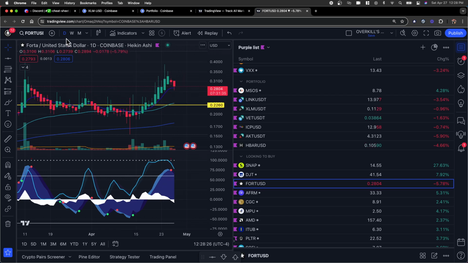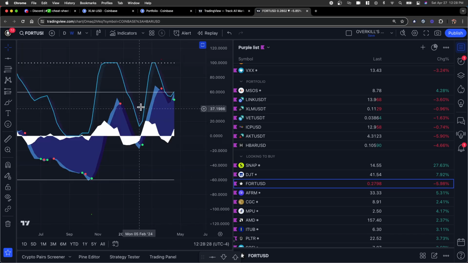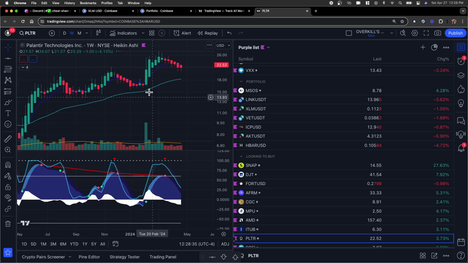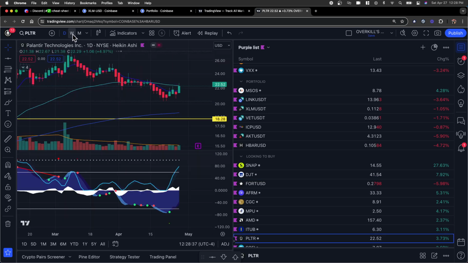Okay, I don't know if that's going to happen or not, but time will tell. We're looking to sell when the stochastic, the light blue line, gets back up there on that white dotted line. Here's PLTR. This one's also trying to set up here as well.